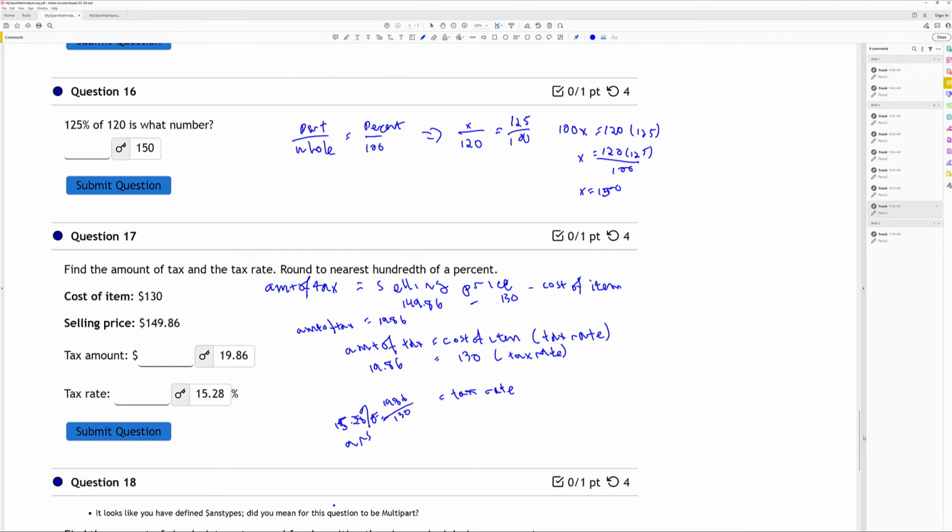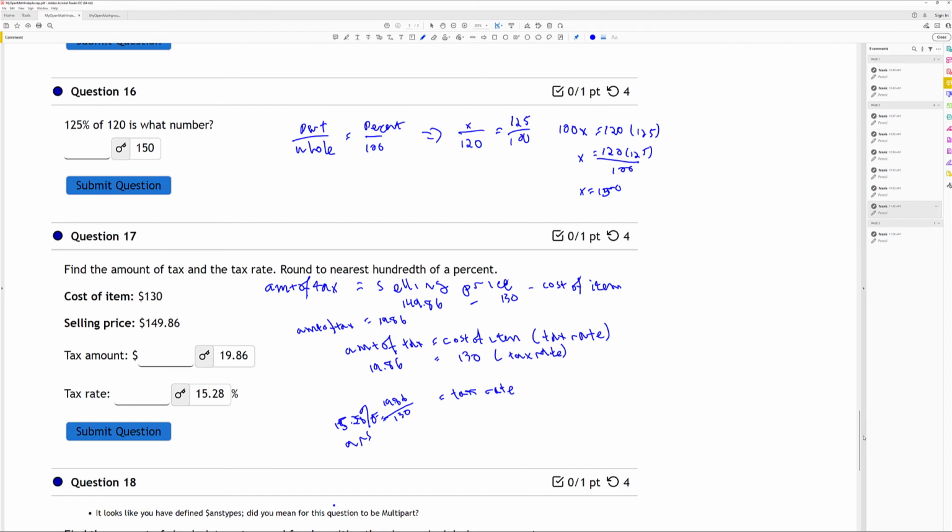125% of 120 is what number? So the part that comes after of is the whole. You get your percent there. And then what's left is the part. So I set up my proportion, and cross multiply and divide, and I end up with 150.